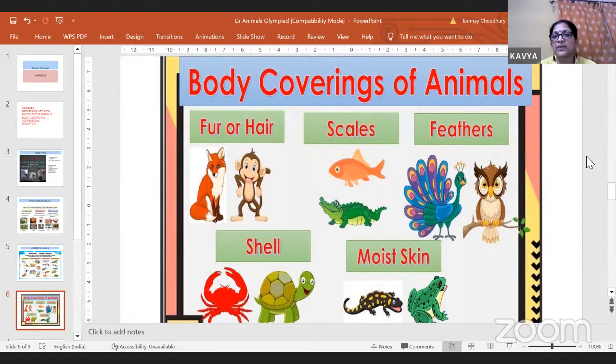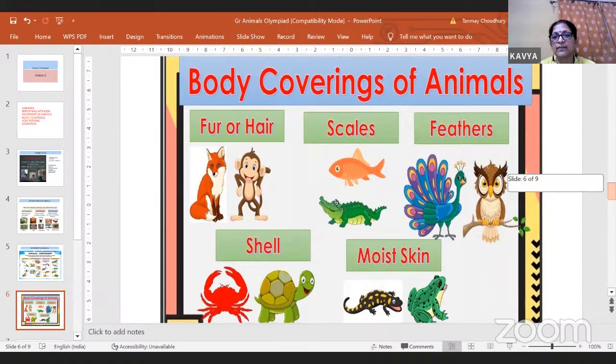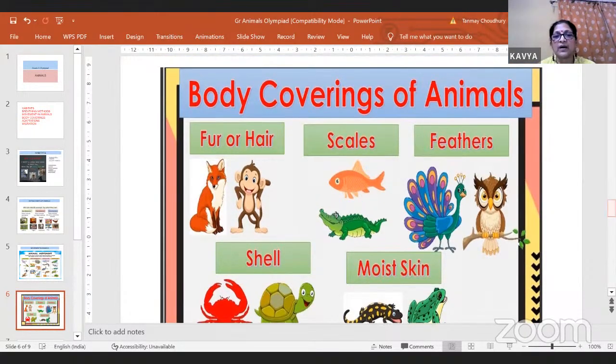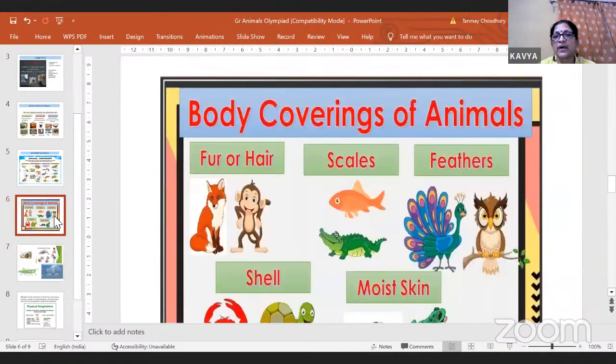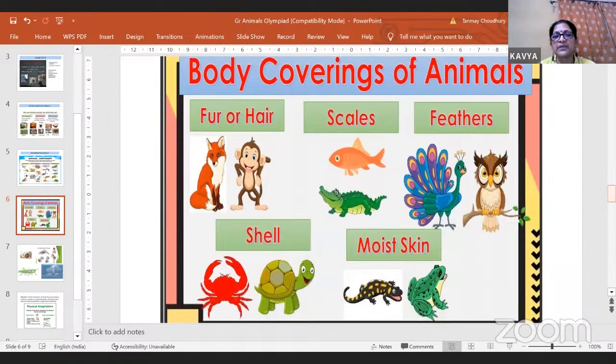Then there are animals which have got a shell on it. For example, the crab, the tortoise, the snail, they've got an outer shell on it. Now, snail and crab, they are invertebrates. Okay. Invertebrates means they do not have a backbone. They do not have a skeleton.